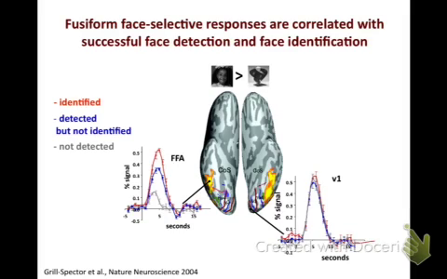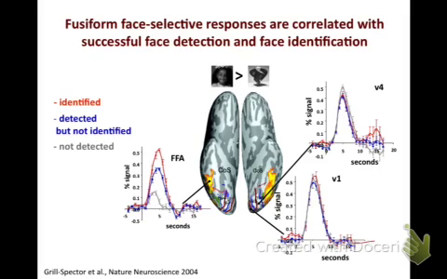Importantly, this is not happening all over the brain. In fact, if you look at V1, primary visual cortex, which receives input from the retina, you can see that under all situations you get a strong visual response, and the same for an intermediate visual area like V4. So it's really these high-level visual areas that are coupled to perception, whereas the low-level visual areas are more coupled to the physical presentation of the stimulus.